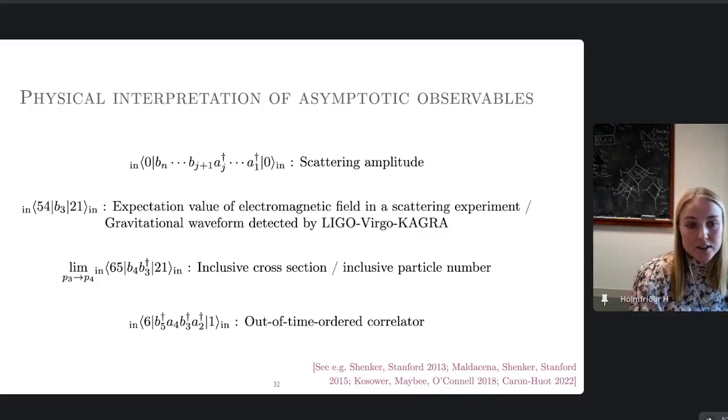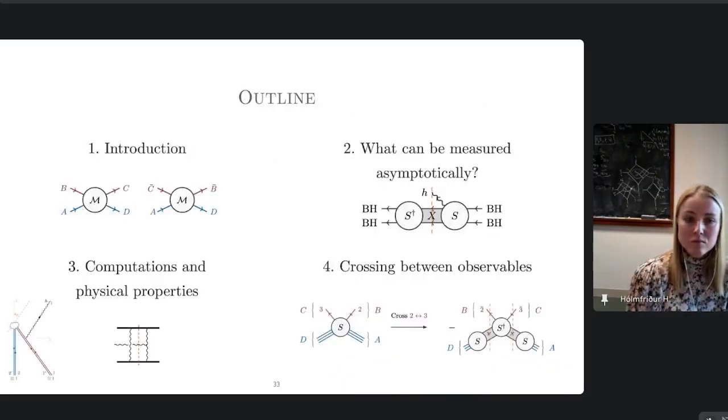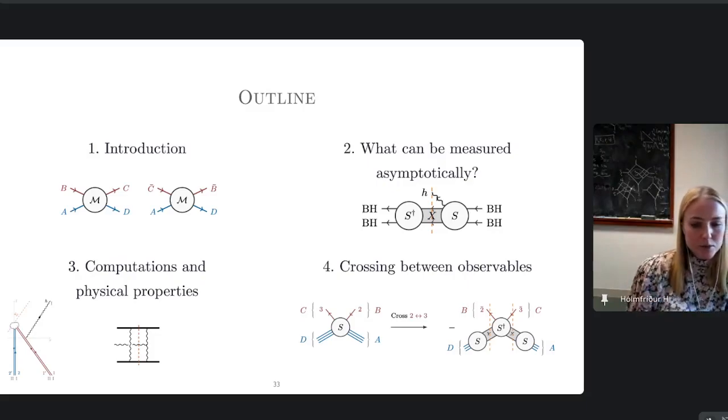We already talked about how at 6 points there are inclusive cross-sections or inclusive particle numbers that are quadratic in the future operators. And then we can also have out-of-time ordered correlators, which are these scramblings between A's and B's. So now we've talked about how to write down lots of different observables using the algebra of asymptotic measurements. Now we're going to talk a little bit about the computations and the physical properties of these different observables.